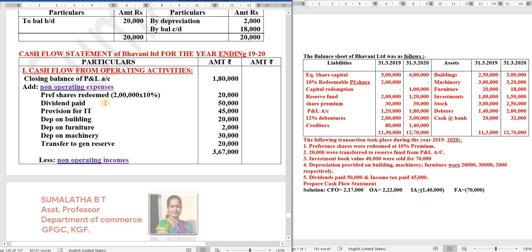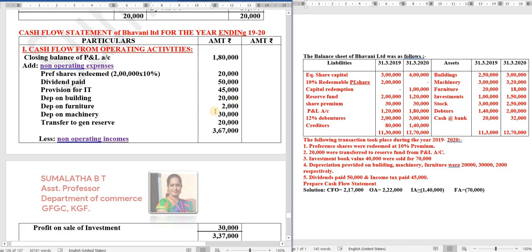So, preference shares redeemed at what? 10%. Only the 10% we have taken here. Last adjustment, dividend and income tax have been given. So dividend paid 50,000, provision for income tax 45,000, depreciation on building 20, depreciation on furniture 2, depreciation on machinery 30, and transfer to general reserve 20,000, which we have prepared in the first account.